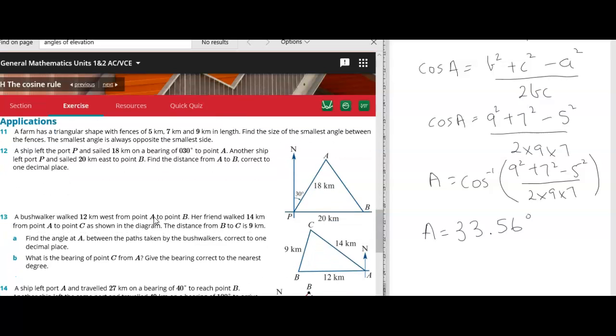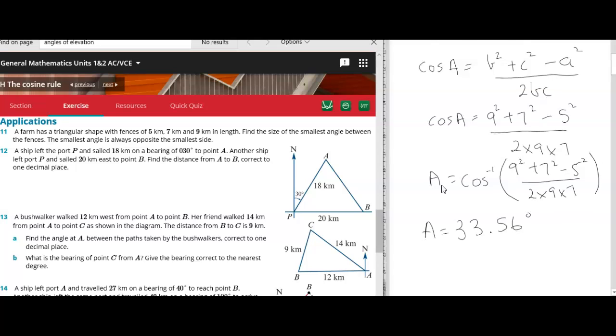Okay. Question 12. A ship left the port P and sailed 18 kilometres on a bearing of 30 degrees to point A. Another ship left port P and sailed 20 kilometres east. So both ships are leaving port, which is P. The first ship's gone that way, 30-degree bearing, and the other ship has gone directly east, 20 kilometres. Find the distance from A to B.